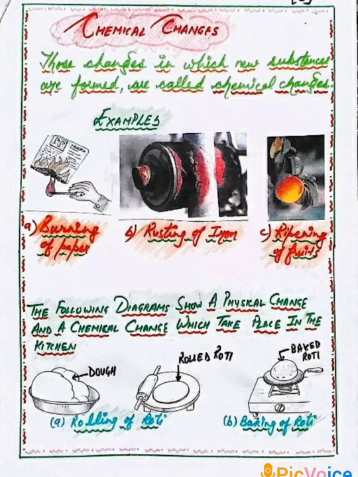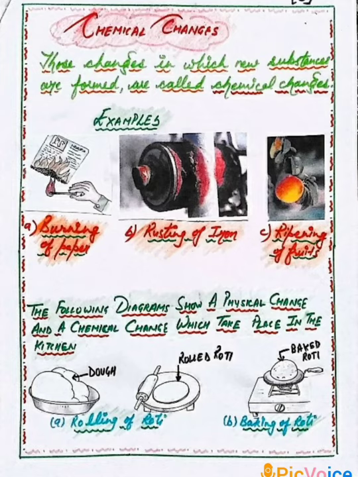Now, just see the diagram first. If we burn a piece of paper with a lighted matchstick, what happened? Then entirely new substances like carbon dioxide, water vapor, smoke and ash are produced. So, the burning of paper is a chemical change.